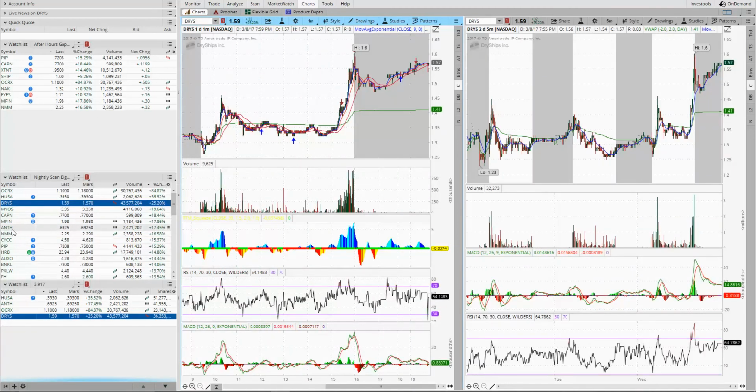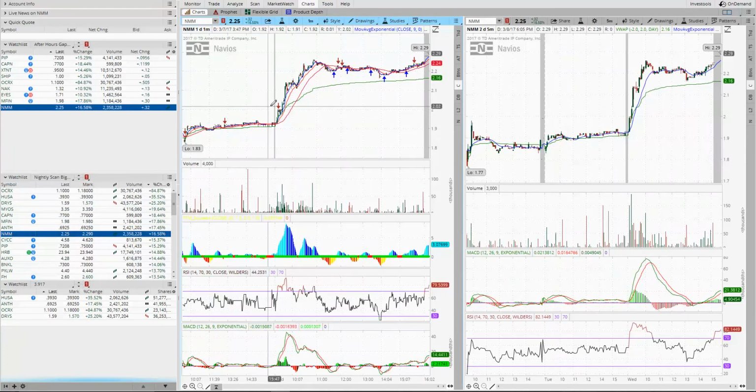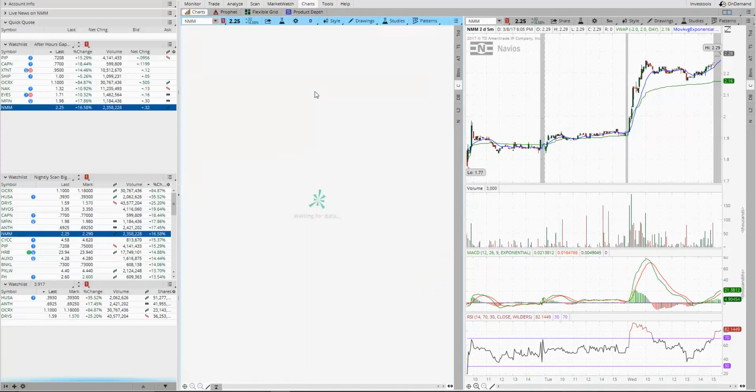Let's keep moving on. NMMM, yeah, this is a stock that I love to trade. See how it just gapped up all day, and it's closing holding its highs. 5 days ago, this was 177. All right, let's see where it's been over the last year.